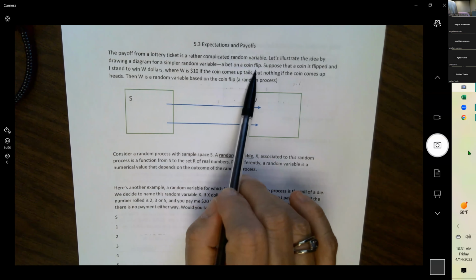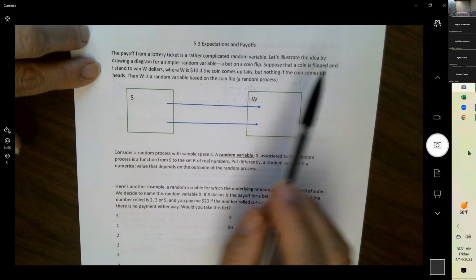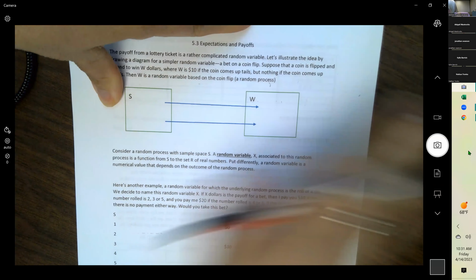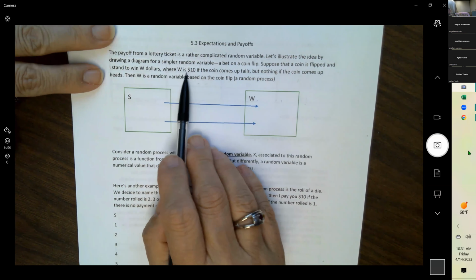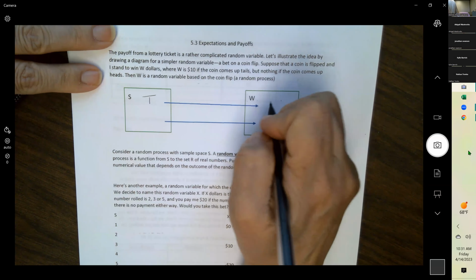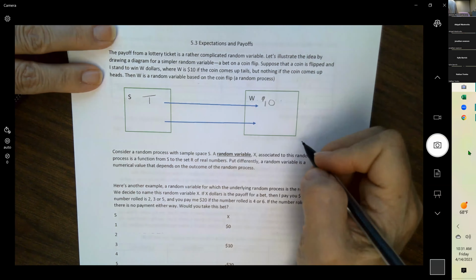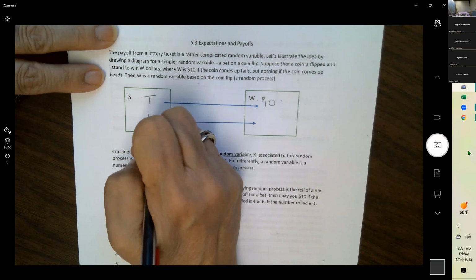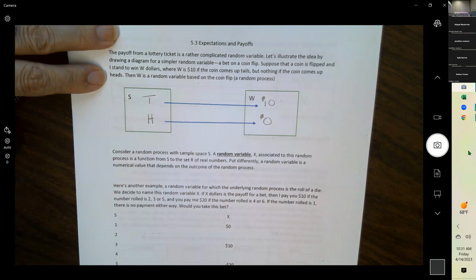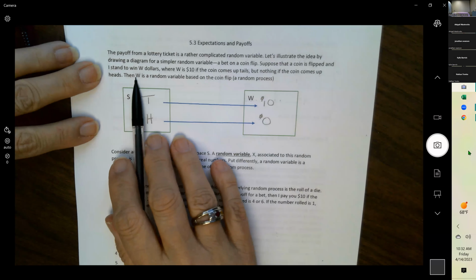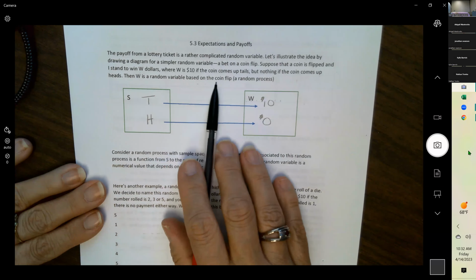A bet on a coin flip. Suppose that a coin is flipped and I stand to win, so this is our win, where W is $10 if the coin is tails. So if I get tails, I win $10, but nothing if the coin comes up heads. Heads, I get nothing. So that's one way of showing your sample space, and we'll put it in a frequency table. But W is a random variable based on the flip of the coin.